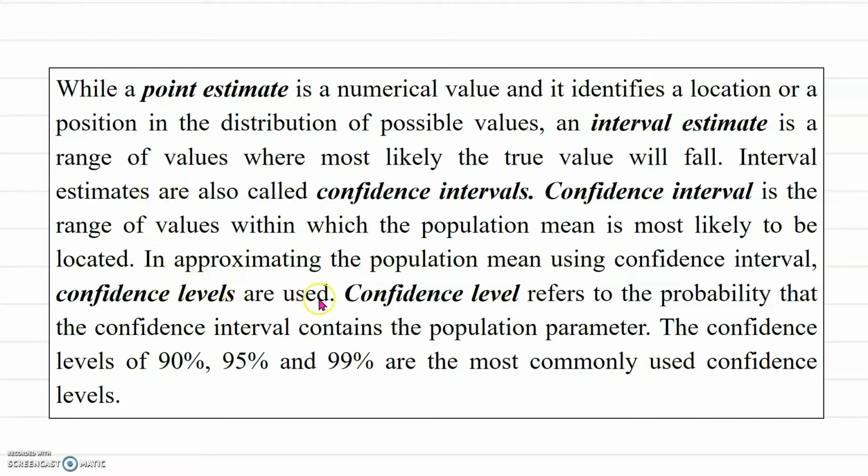In approximating the population mean using a confidence interval, confidence levels are used. Confidence level refers to the probability that the confidence interval contains the population parameter. The confidence levels of 90%, 95%, and 99% are the most commonly used confidence levels in researches.